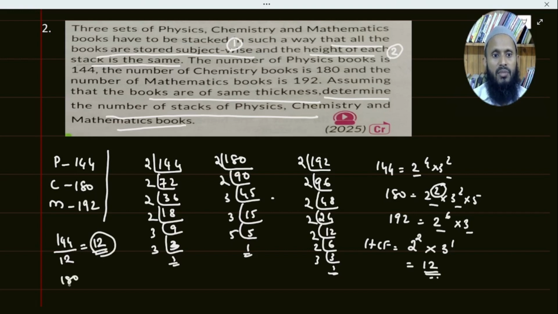Similarly, for 180 chemistry books, by making stacks of 12 each, we need 180 by 12, which is equal to 15 stacks. Similarly, for 192 books of mathematics, we are keeping 12 books in a stack, so 192 by 12 will be 16. Yes, 16. 12 ones are 12. Yeah, 16 stacks are required. So these numbers will be our answer: 12 stacks of physics books, 15 stacks of chemistry and 16 stacks of maths books. Okay, hope it is clear.